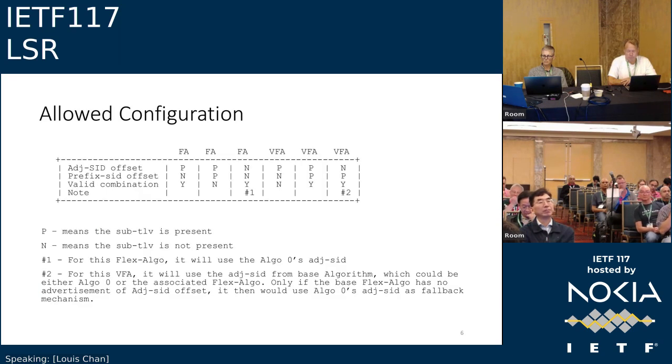Here we also discuss the different allowed configurations in the draft. There are some which do not allow. For example, for flex algo in the second column, you present the adjacency offset plus the prefix offset. This is not allowed because you should not advertise this way. Flex algo will be advertised in the traditional way, right? The second one is the fourth column, the VFA, where you advertise the adjacency but you do not advertise the prefix. Then it's not allowed. The rest of the cases I can show in the next slide.